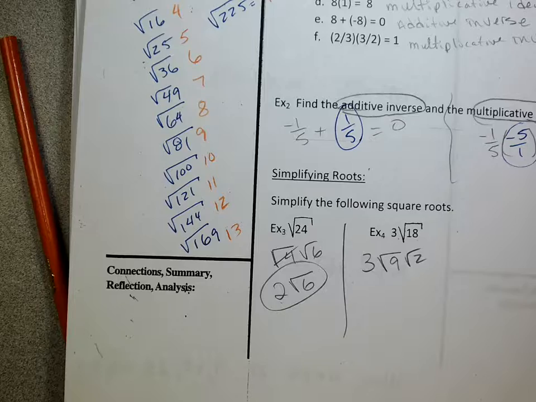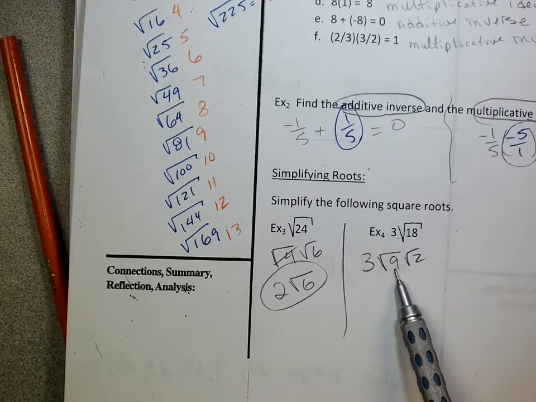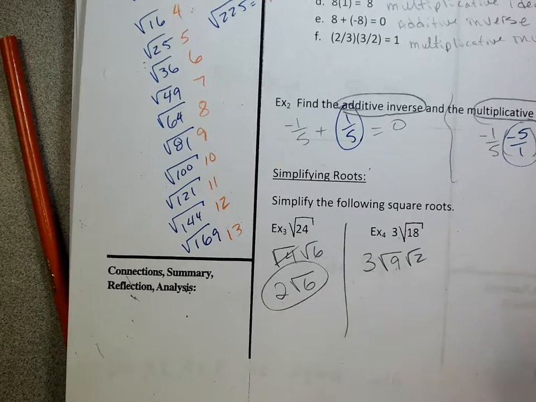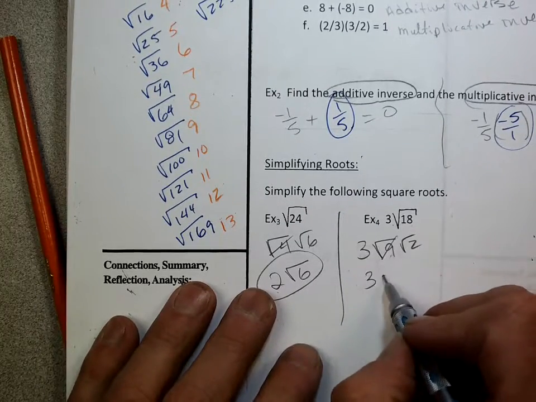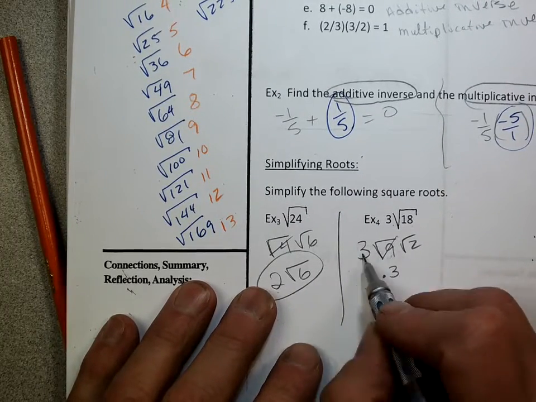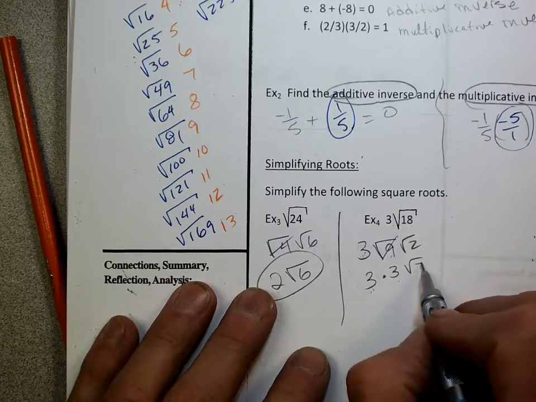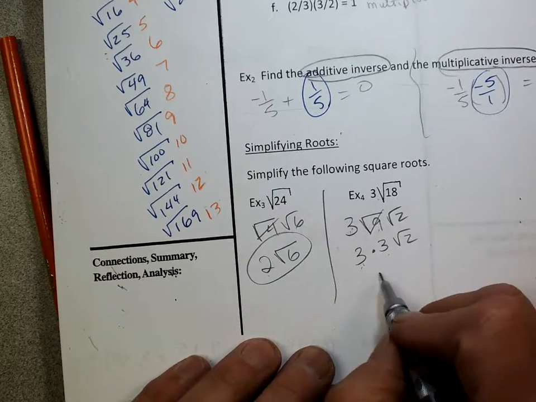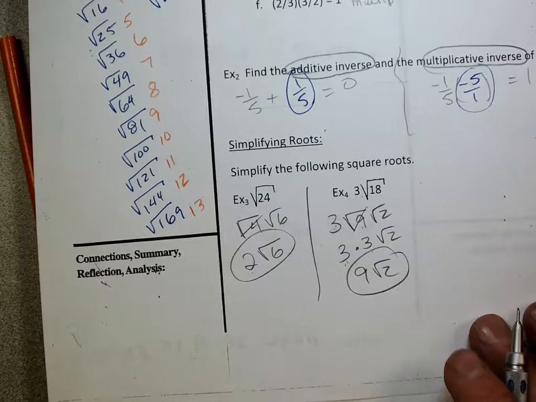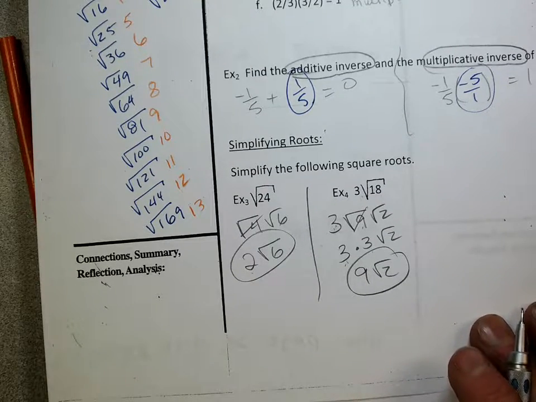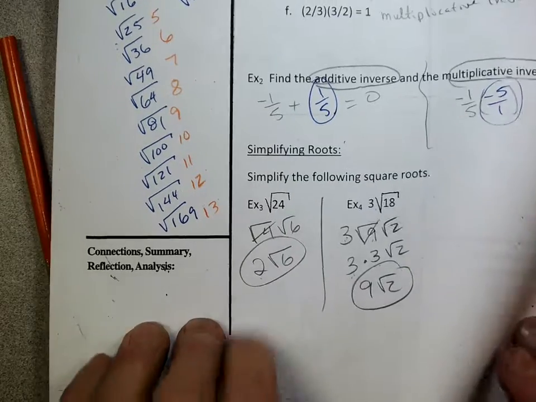I like to write the perfect square first. It just is easier to work with, okay? So then the square root of 9 is 3, right? So just this 3 is the first 3. Square root of 9 is 3. Square root of 2. And then I get 9 square roots of 2. Okay, thumbs up. You've done this before, right? You guys done this before? Good. Okay, return the page.